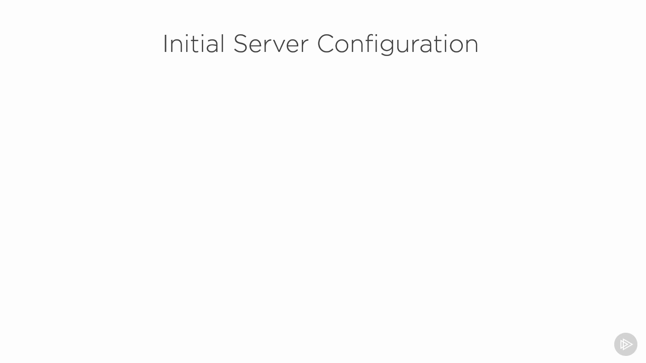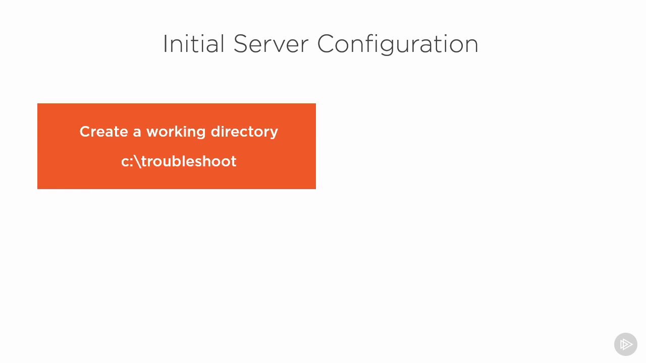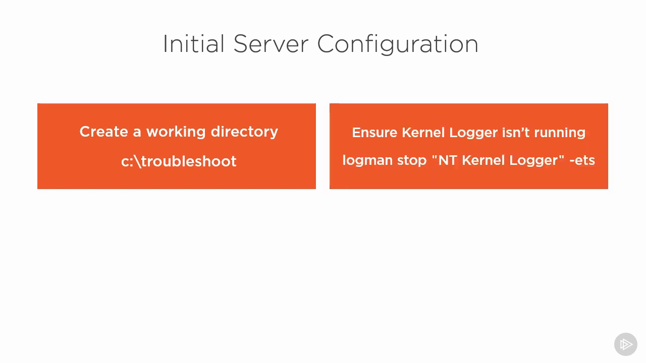To start out with, you'll need to create a working directory. Throughout this module, I'll utilize the working folder C:\troubleshoot. You'll then want to ensure that the kernel logger isn't already running. You can do this with the command logman stop "NT Kernel Logger" -ets, for event trace session.